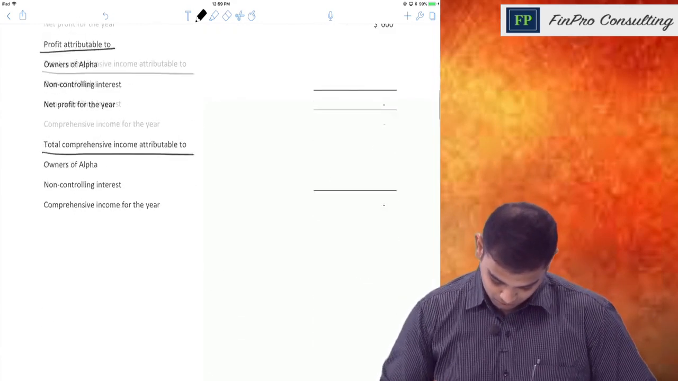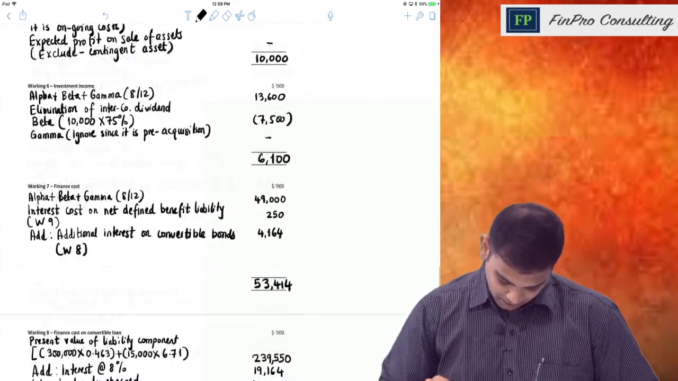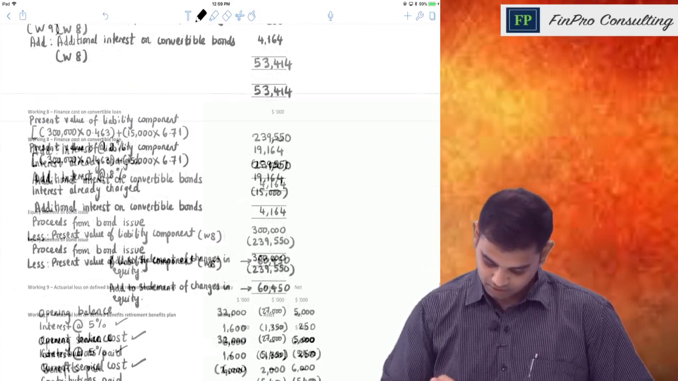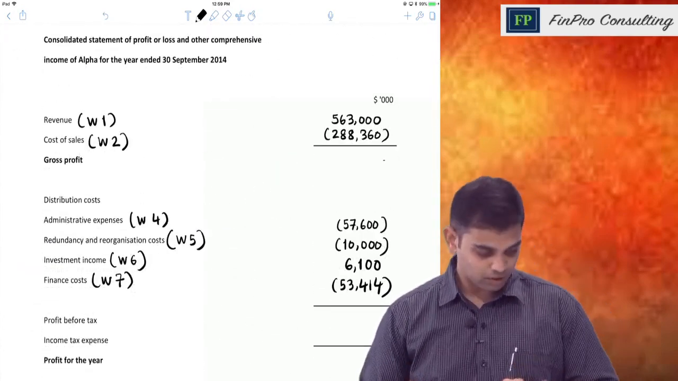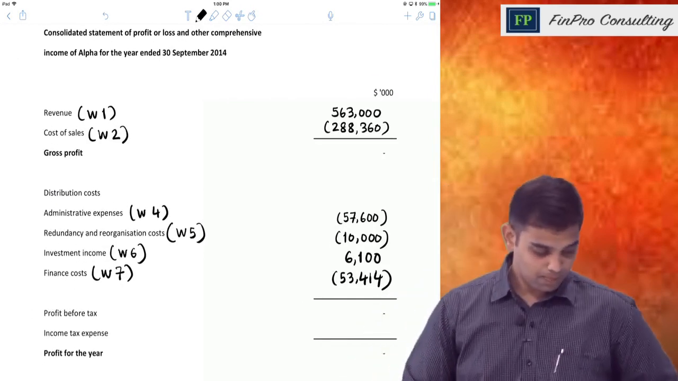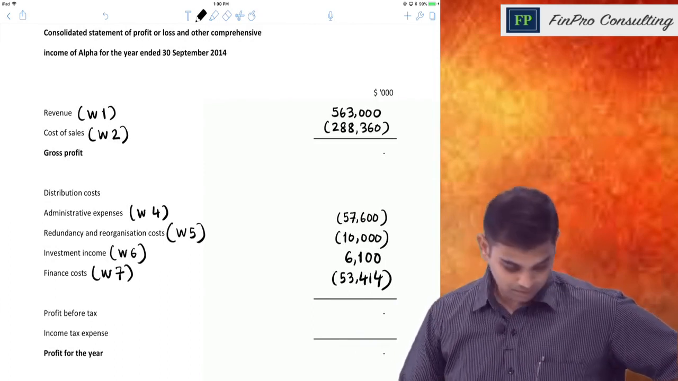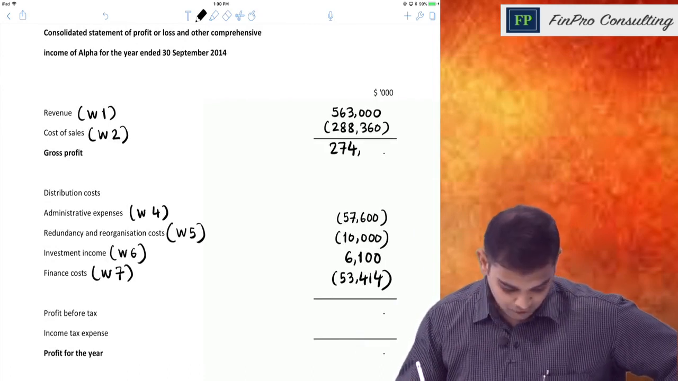Now any other working note pending? 8 is closed, 9 is closed. Then we have to close the P&L first. Take the gross profit. Total of gross profit. Till take it, don't worry. 2 lakh 274,640.